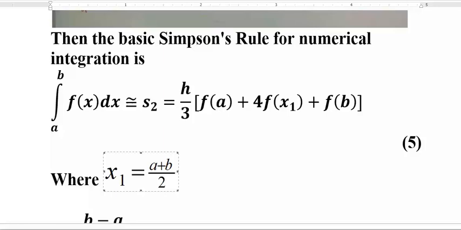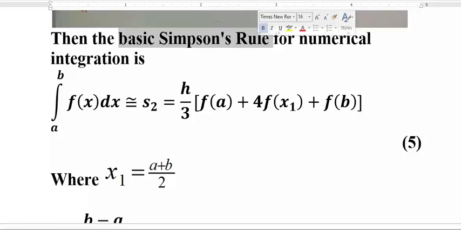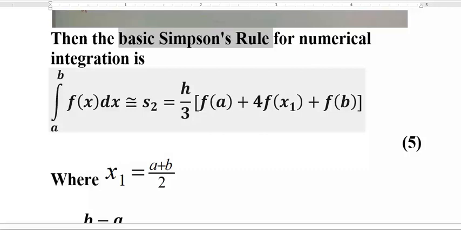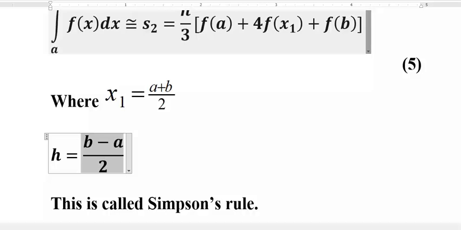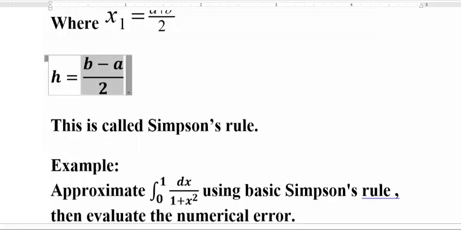So there's always one point in the Simpson rule? In the basic one there's only one point, yes, in the middle of a b. Yes, in the basic Simpson rule we have one point in the middle. H equals b minus a over 2. In the basic trapezoidal rule we have h equal b minus a. Here h equals b minus a over 2. This is the basic Simpson rule.